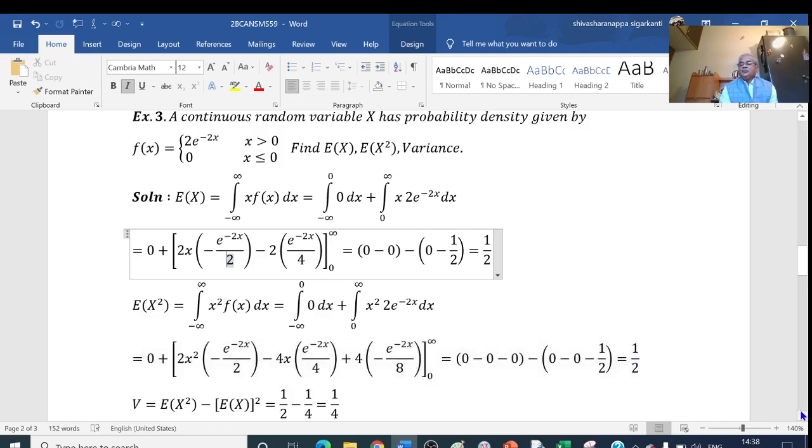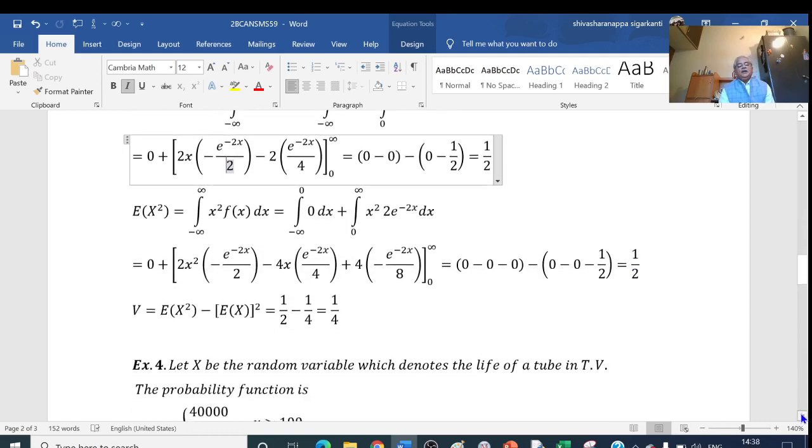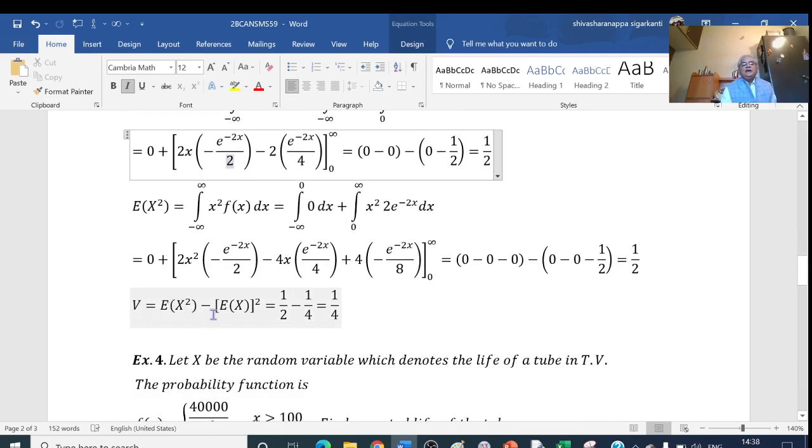And variance is given by E of x square minus E of x whole square. This is equal to E of x square, which is 1 by 2, minus E of x whole square. E of x is 1 by 2. Its square is 1 by 4. So 1 by 2 minus 1 by 4 is 1 by 4.